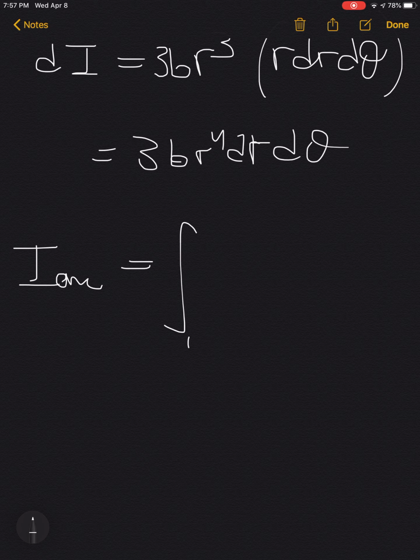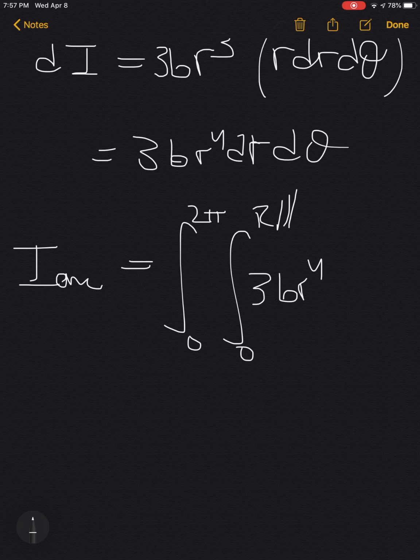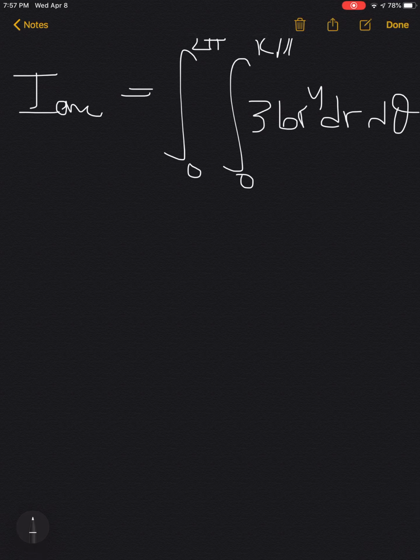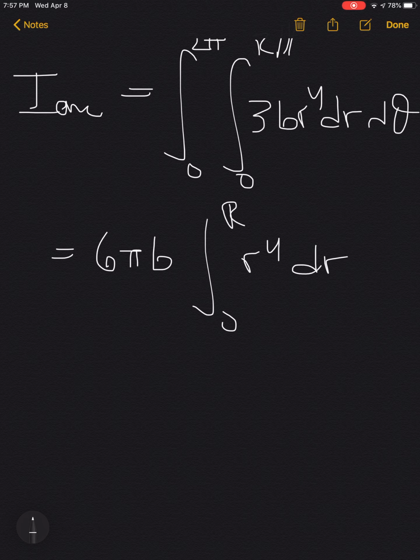You're going to want to integrate from 0 to 2 pi again. That part makes some sense. And this time, to get the total current that's in the wire, you're going to integrate from 0 to r. That's the important part. It's going to be the same integrand, 3b r to the fourth dr d theta. Now, the theta part gets integrated pretty easily, and then we end up with the prefactor that we had before, 6 pi b times the integral from 0 to r of r to the fourth dr.